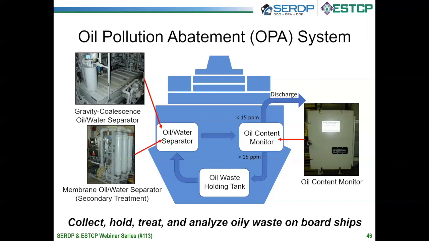The Navy uses the ET35N oil content monitor, which leverages light diffraction or turbidity to determine whether or not the effluent is greater or less than 15 parts per million oil. If it's less than 15 parts per million oil, the effluent's discharged overboard, and if it's greater, it goes back into our oily waste holding tank for reprocessing.